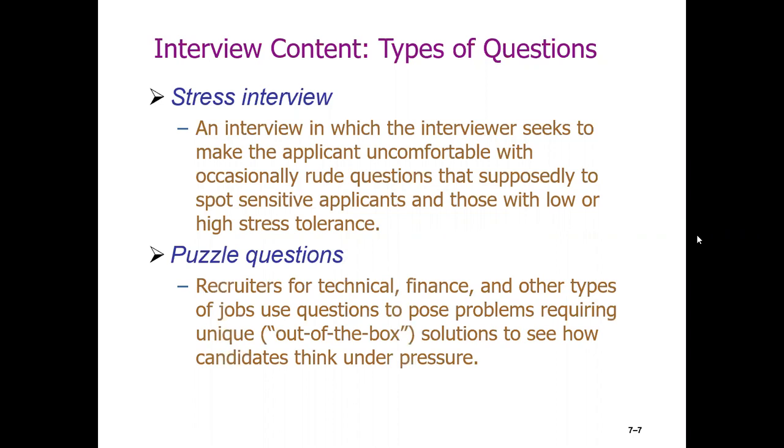Yet there are other types of questions as well, which are categorized as puzzle questions. And when you talk about puzzle questions, it is said that recruiters for technical, finance, and other types of jobs use questions to pose problems requiring unique, which is basically out of the box thinking, solutions to see how candidates think under pressure. Okay, so stress questions, puzzle questions, usually they are there to check the confidence of the applicant as well. They are there to check the tolerance level the person has. And these types of questions are actually the deciding points for why we would prefer one candidate over the other.